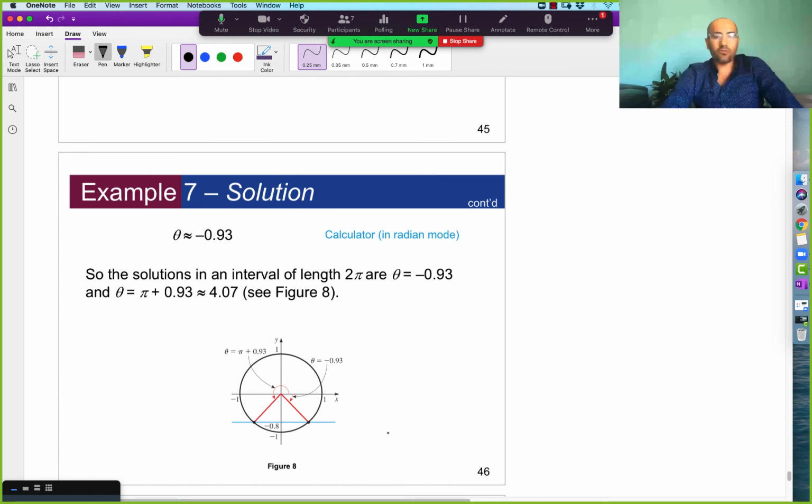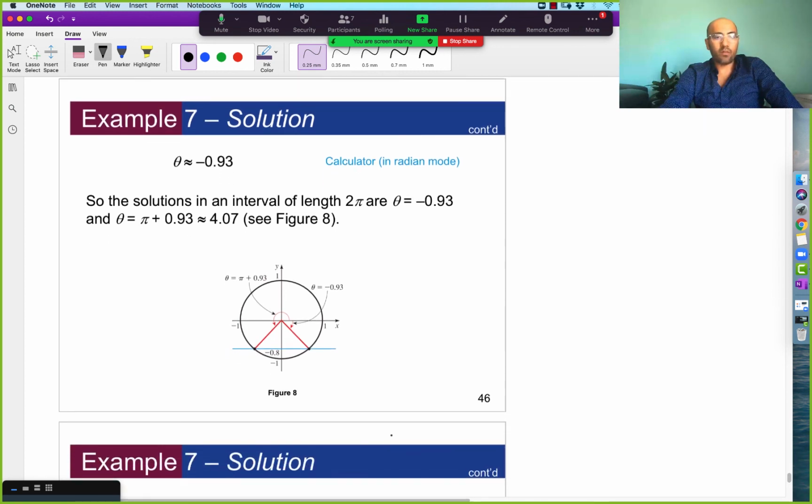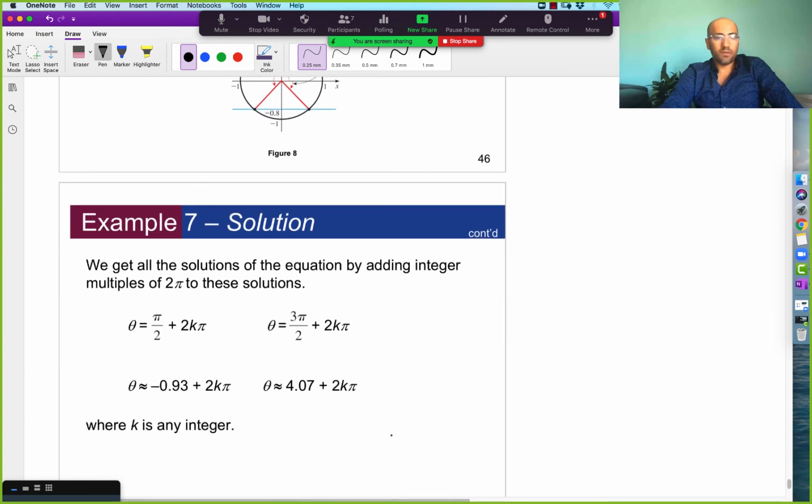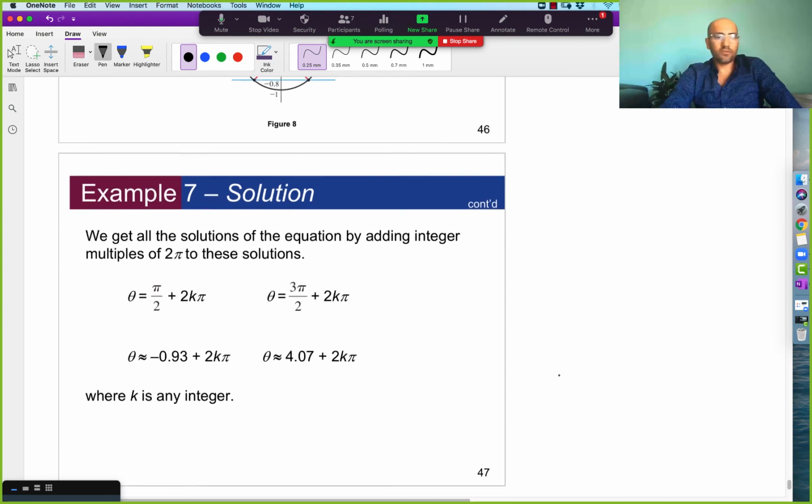Once we find those two values, then all we have to do is add multiples of 2 pi in order to get to all our solutions. This is the cosine: cosine of theta equals 0 is going to give us these two answers. And then leaving the others in radian form is going to give us these two. Any questions? This 4.04 is equal to pi plus 0.93, in case you're wondering where that came from. Questions?